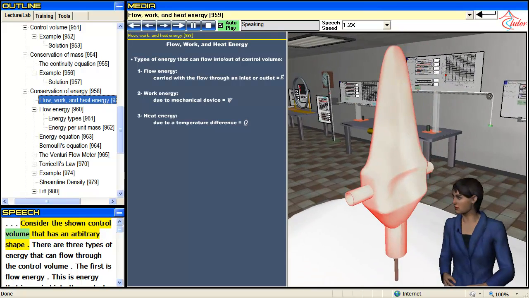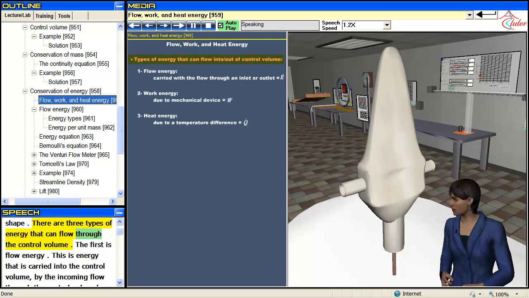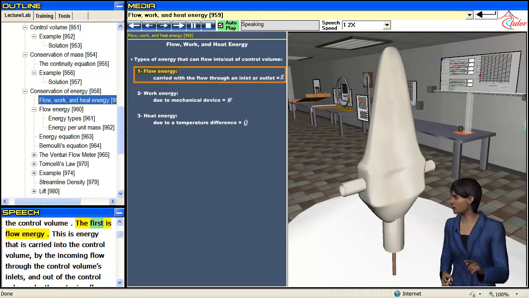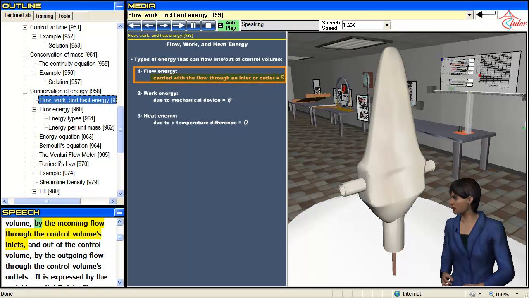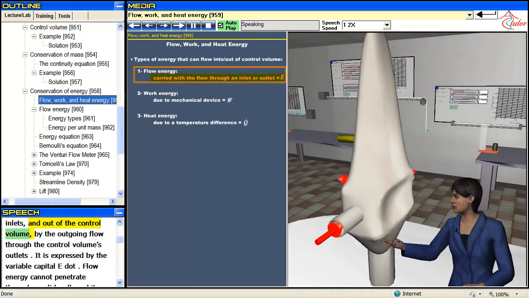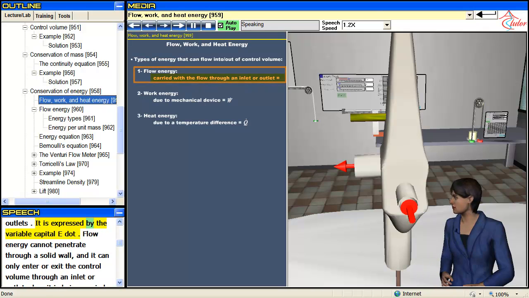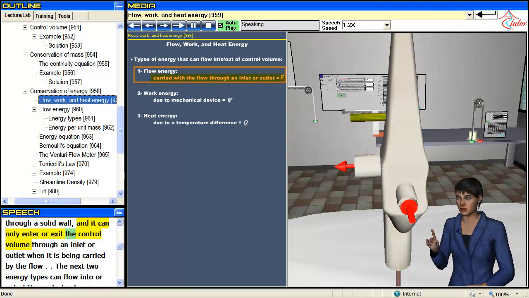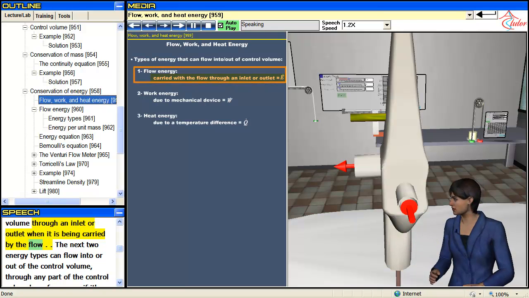Consider the shown control volume that has an arbitrary shape. There are three types of energy that can flow through the control volume. The first is flow energy. This is energy that is carried into the control volume by the incoming flow through the control volume's inlets, and out of the control volume by the outgoing flow through the control volume's outlets. It is expressed by the variable E dot. Flow energy cannot penetrate through a solid wall, and it can only enter or exit the control volume through an inlet or outlet when it is being carried by the flow.